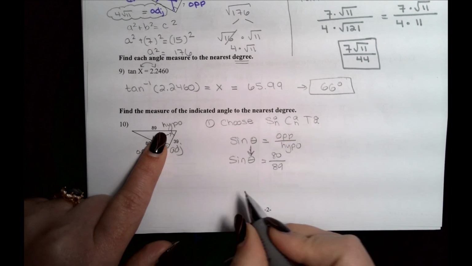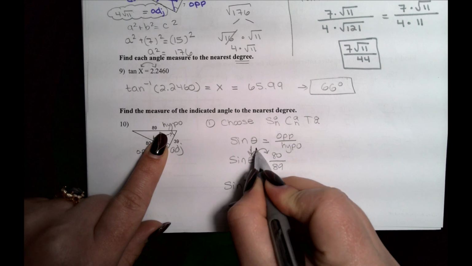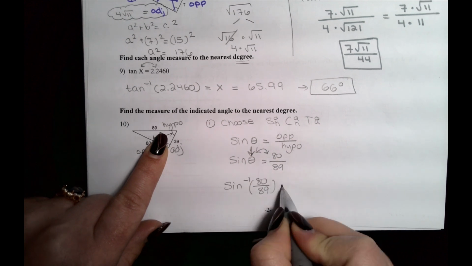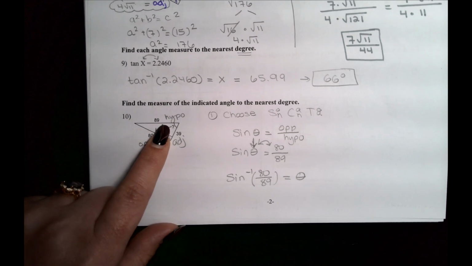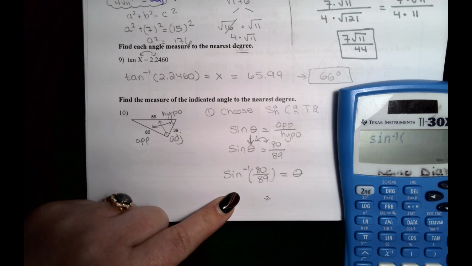So we're going to take the inverse. The inverse of sine, which means I'm going to switch my domain and range. 80 over 89 goes here, and our theta goes on the outside. We are taking its inverse, switching domain and range. So second, sine shows us our inverse function.